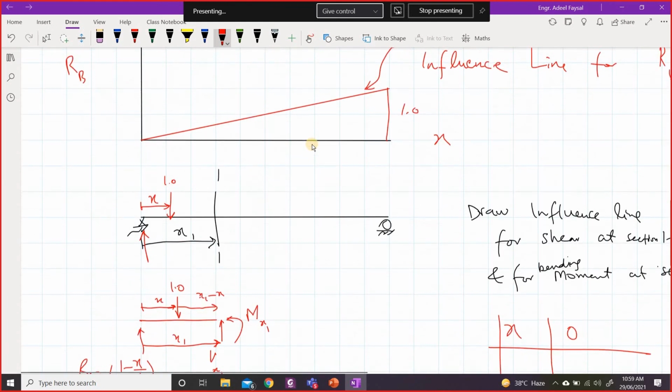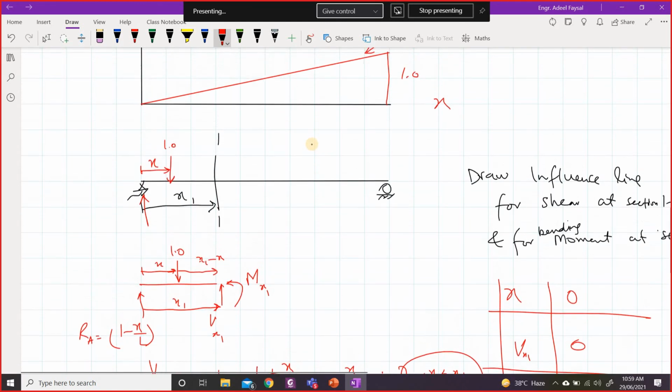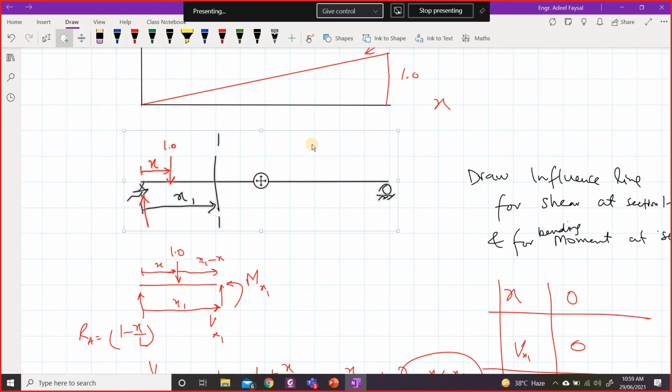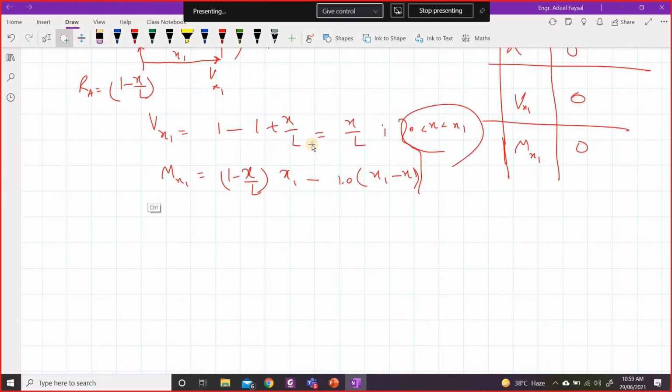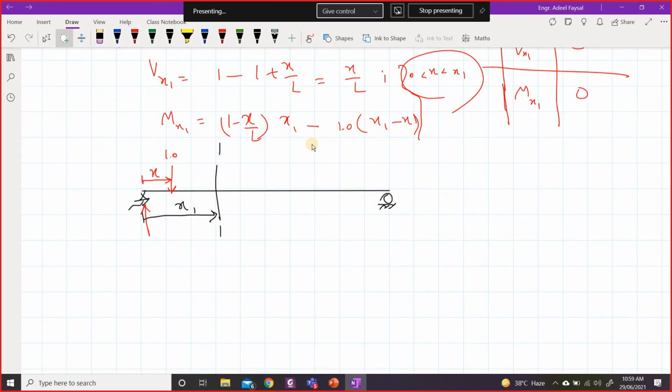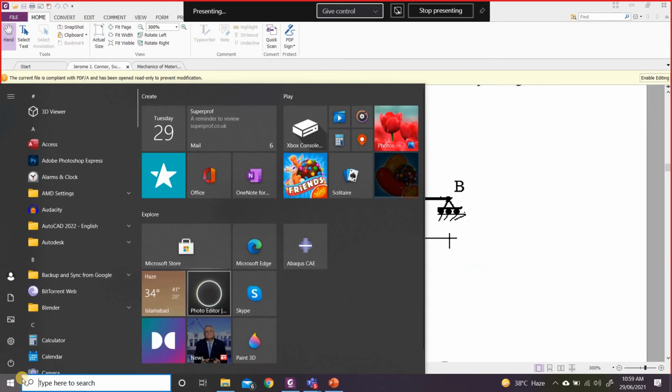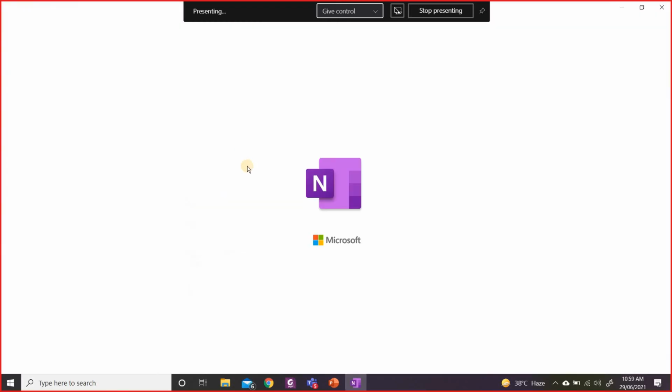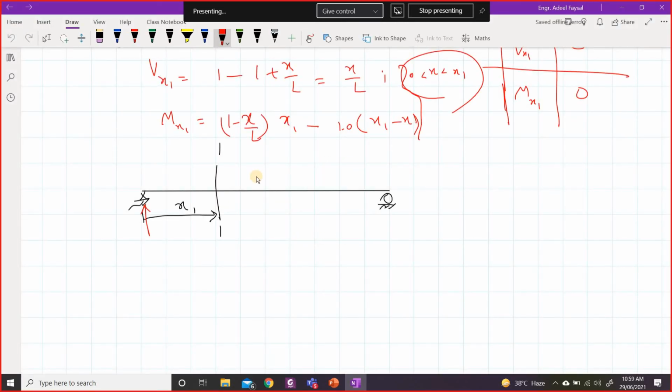And then you can move the load onto the other side. I could just copy this. Now the load is on the other side. Over here, and now this is x. Again, you still have to take sections at 1, 1.